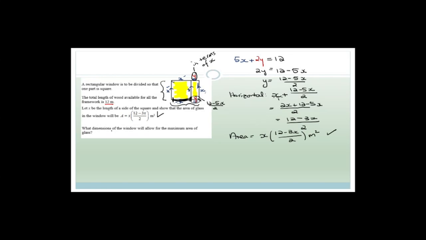Now it says, what dimension of the windows will allow for the maximum area of glass? Okay, what did I say? I said if you see the words max or min, what do we do? We find f dashed of x, whatever the equation is, would be area, volume, period, time, displacement, distance. I don't care what it is. You will derive and you will let it equal naught and you will solve for x, okay?